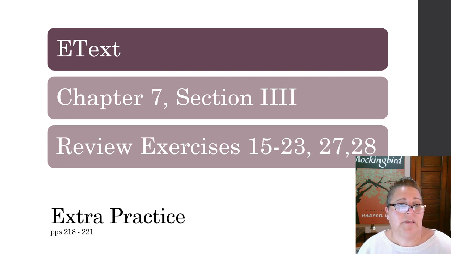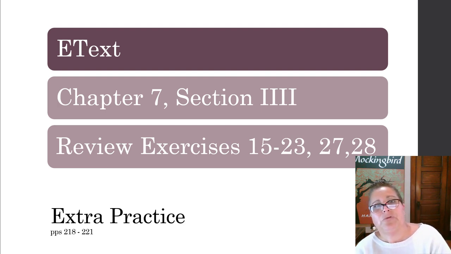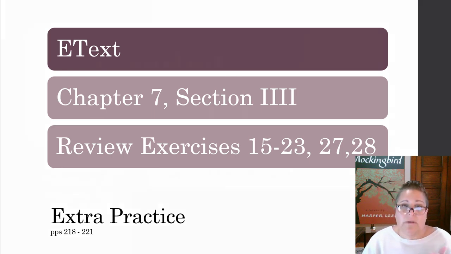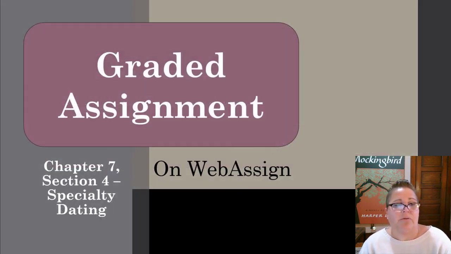Your assignment or this information comes from your e-text chapter 7 section 4. The review exercises that would be similar to what we've done here today are 15 through 23 and then 27 and 28. Those all deal with the whole synthesizing and the specialty dating methods. If you have the physical copy of the textbook, you will find the review exercises on pages 218 through 221. There is a graded assignment. The graded assignment is chapter 7, section 4. It's entitled Specialty Dating, and it can be found on WebAssign.